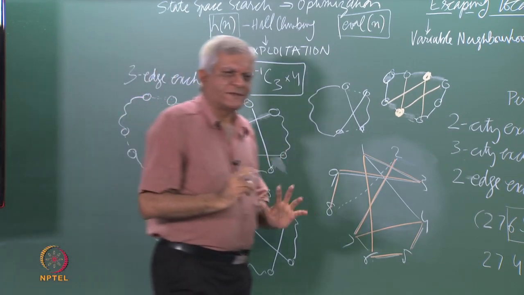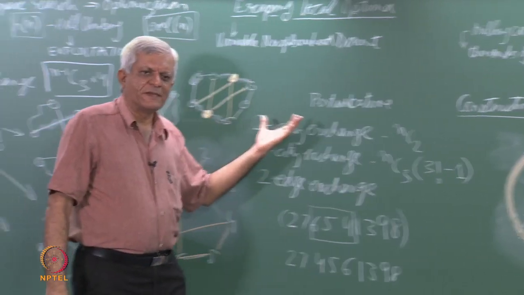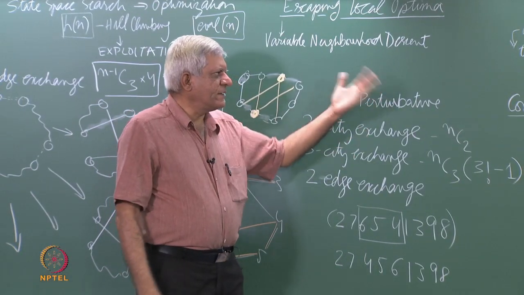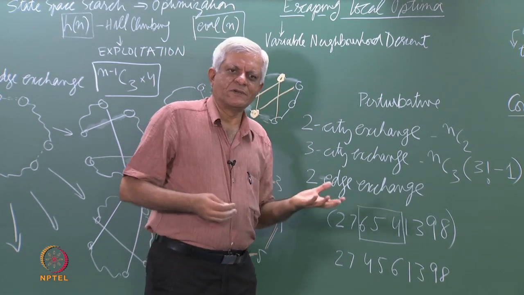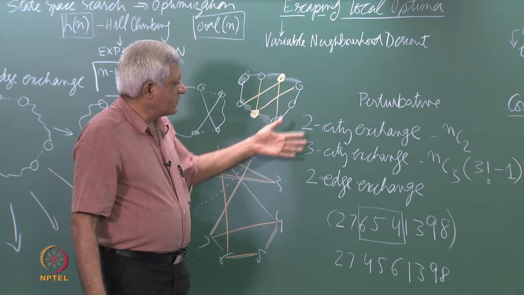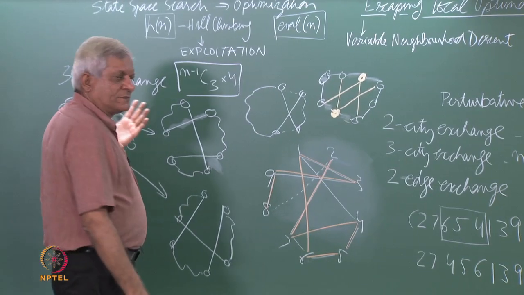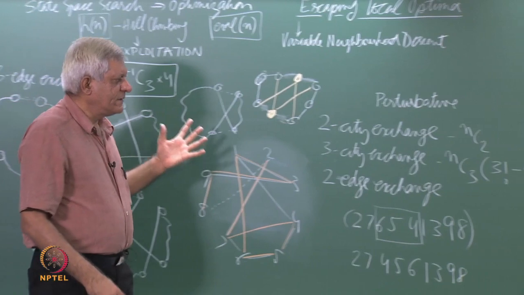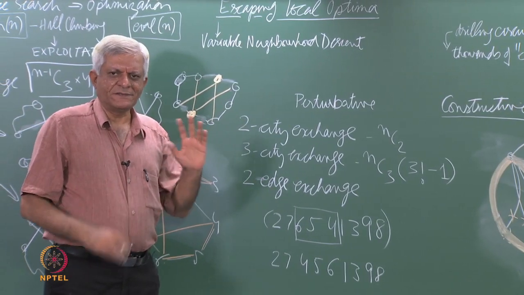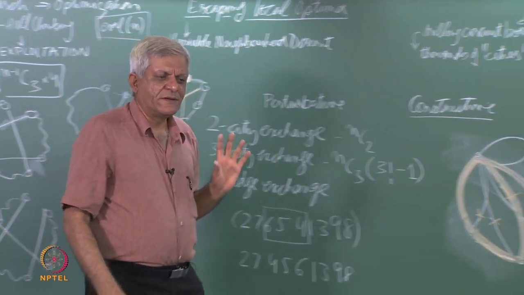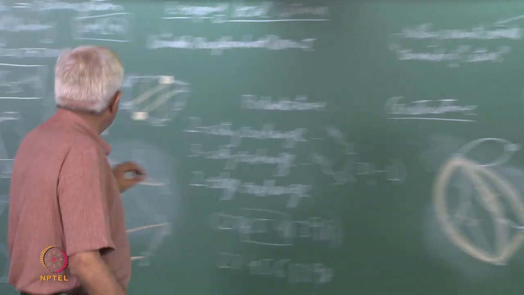So, what I am trying to illustrate here is that when you treat the TSP as a perturbative problem, you take any candidate solution and you can generate a neighborhood of candidate solutions around it using some number of city exchanges or some number of edge exchanges, and they are neighborhood functions of different density essentially, which means that you can apply the variable neighborhood descent function essentially.